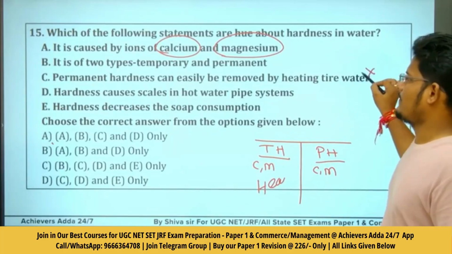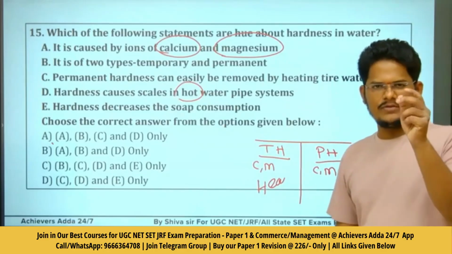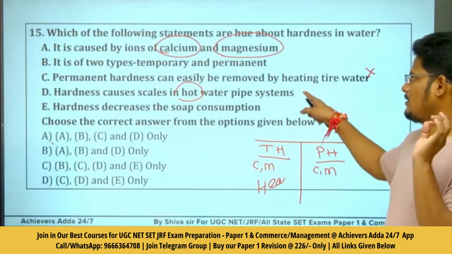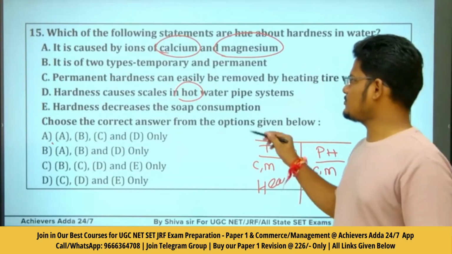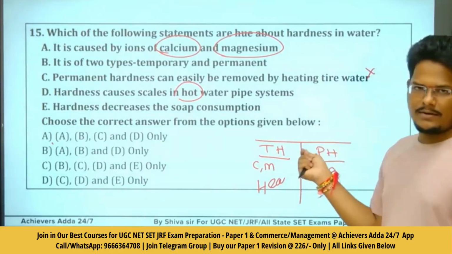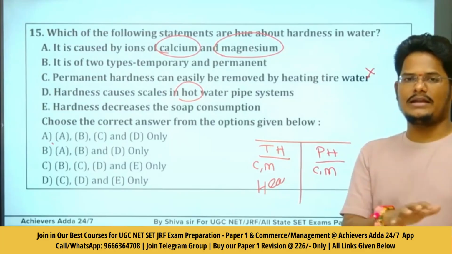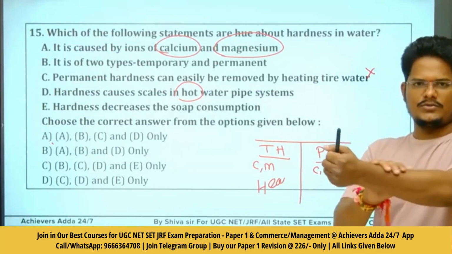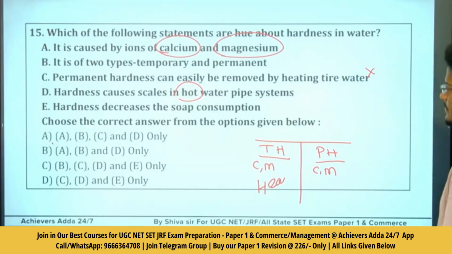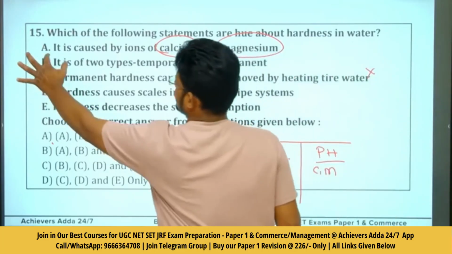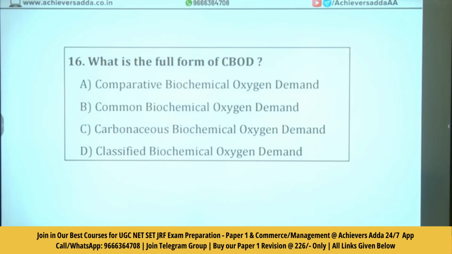So permanent is wrong. And hardness causes scales in the hot water, means a type of green layers will be formed in the hot water pipe systems. And hardness decreases the soap consumption. Whether it is temporary or permanent, it will decrease the consumption of the soap, where it will not form any type of foam when we are using the soap. That will not be found when the water is very hard, either temporary or permanent. So correct answer will be A, B, D. That is option B. Option number 3.